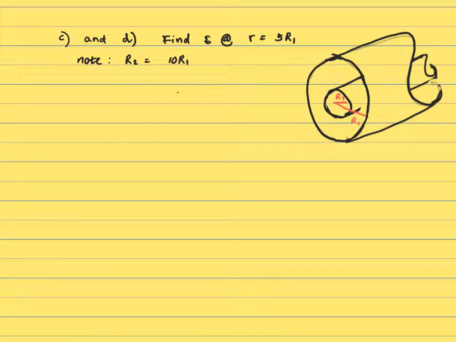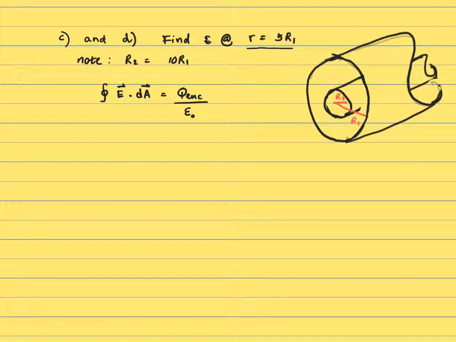Okay, the second part of the problem, actually not the second, the third and fourth, C and D parts, you are supposed to find the electric field at a point r equals 5 times R1. So again, you are finding the electric field, therefore we are using Gauss's law, E dotted with dA. At this point you should be able to write this without any problem: E dotted with dA equals Q enclosed over epsilon naught.